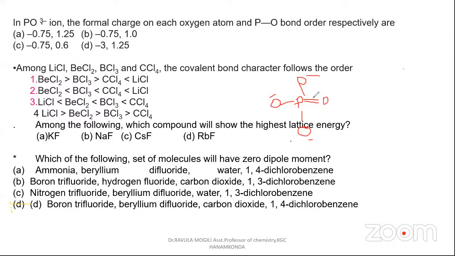So the bond order is... our answer is minus 0.75 and 1.25 according to this data.